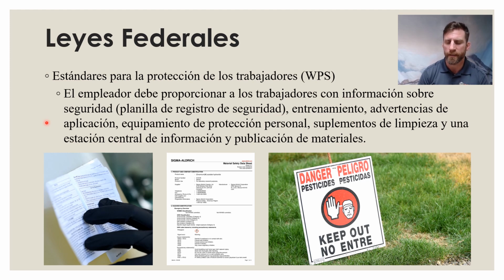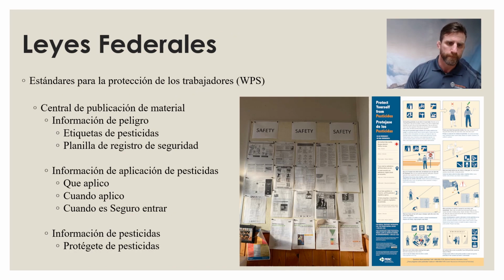central posting material. Okay, so there needs to be a place on site on a farm or a research station or a golf course or some place that's associated with pesticide applications where information can be accessed by employees, and that's part of the worker protection standards. Okay. So for worker protection standards, the central posting material is a central location where employers must post hazard information.